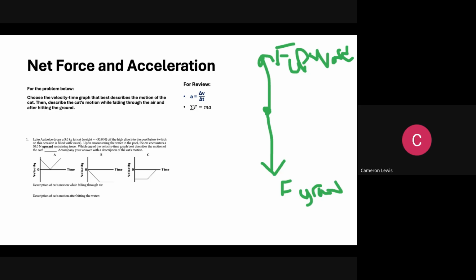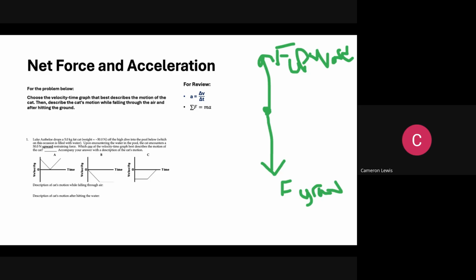If it's positive, what does that mean? If the velocity is increasing or changing positively, what does that mean? Accelerating, but what about it? Where is it accelerating? Up, or in what direction? The positive direction, right? Now, if it's below the axis, what does that mean? In the negative direction. So going down.